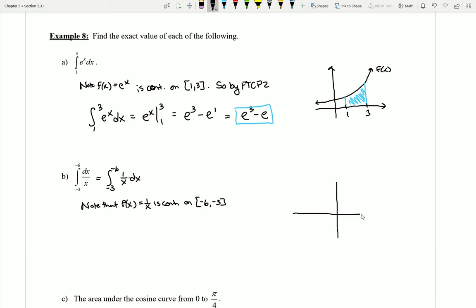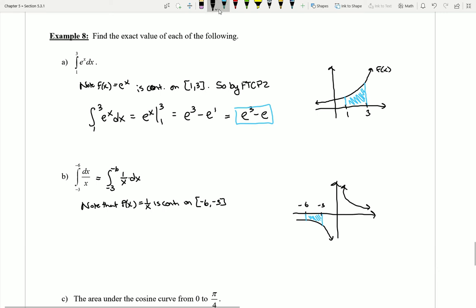So pictorially, 1 over x is a graph to know. I should know that it looks something like this. And so if I'm working on the interval from, say, -6 to -3, I can see that I'm attempting to find this area right here. The only difference is that since I'm working with my interval in the opposite order, I'm going to find the negative of this area. Although since this area is already negative, I'll end up with a positive amount of space.